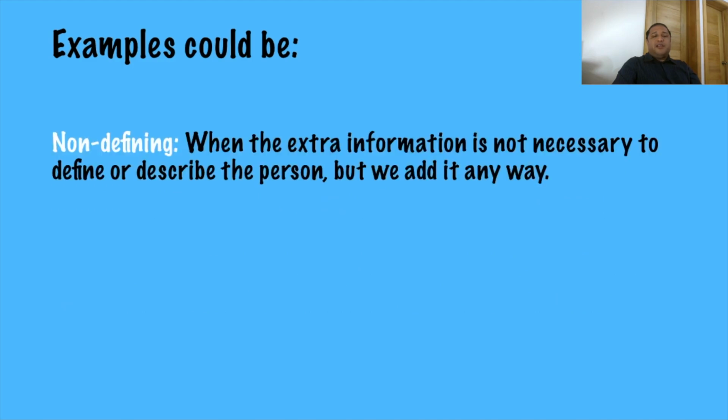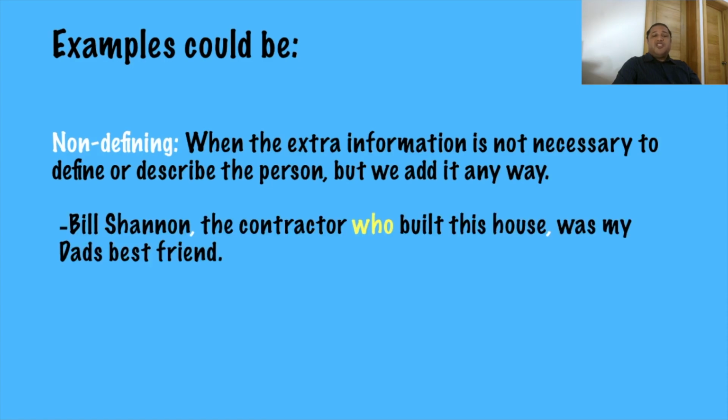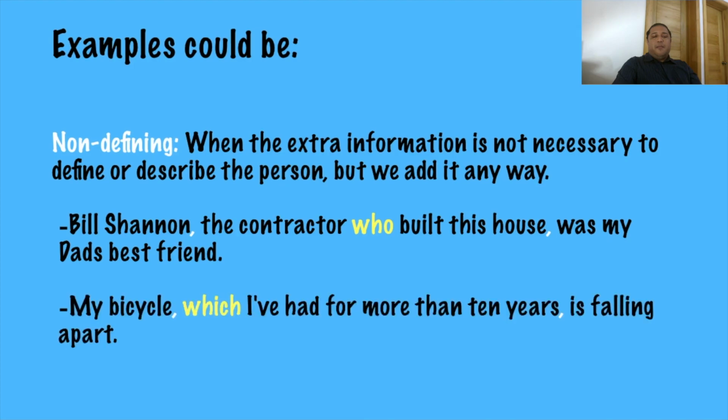Some examples for the non-defining relative clauses could be: Bill Shannon, the contractor who built this house, was my dad's best friend. My bicycle, which I've had for more than 10 years, is falling apart. Notice how we separate the sentences using commas.